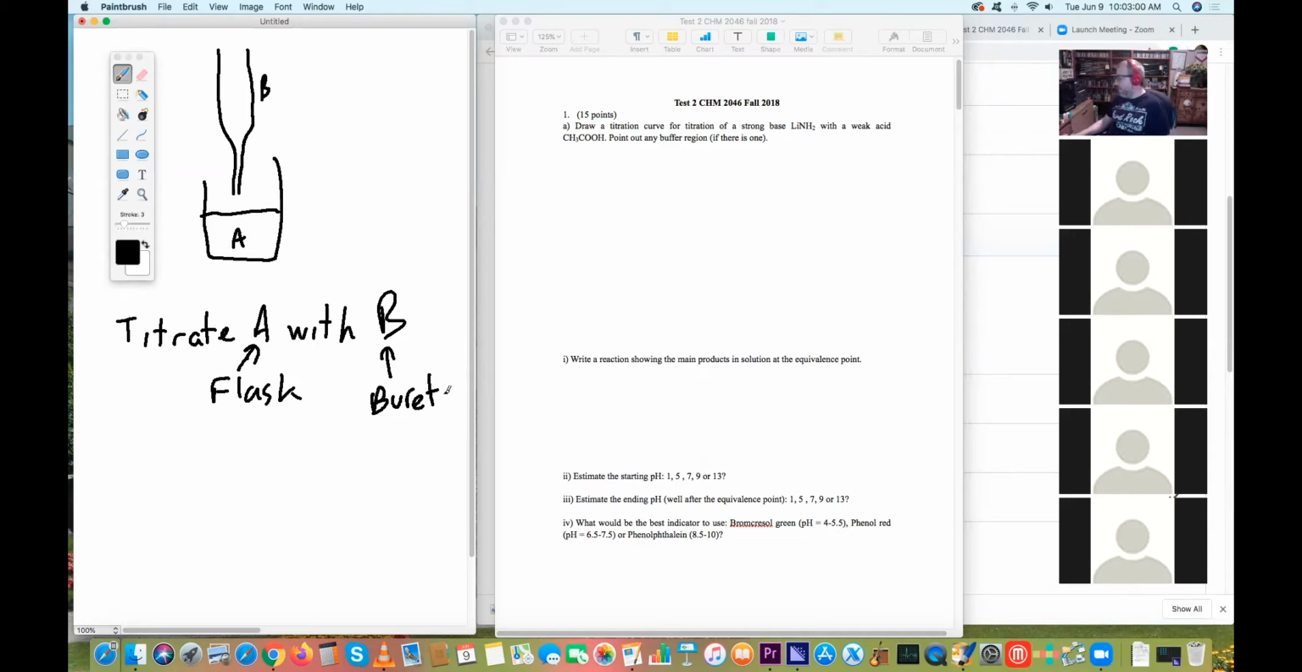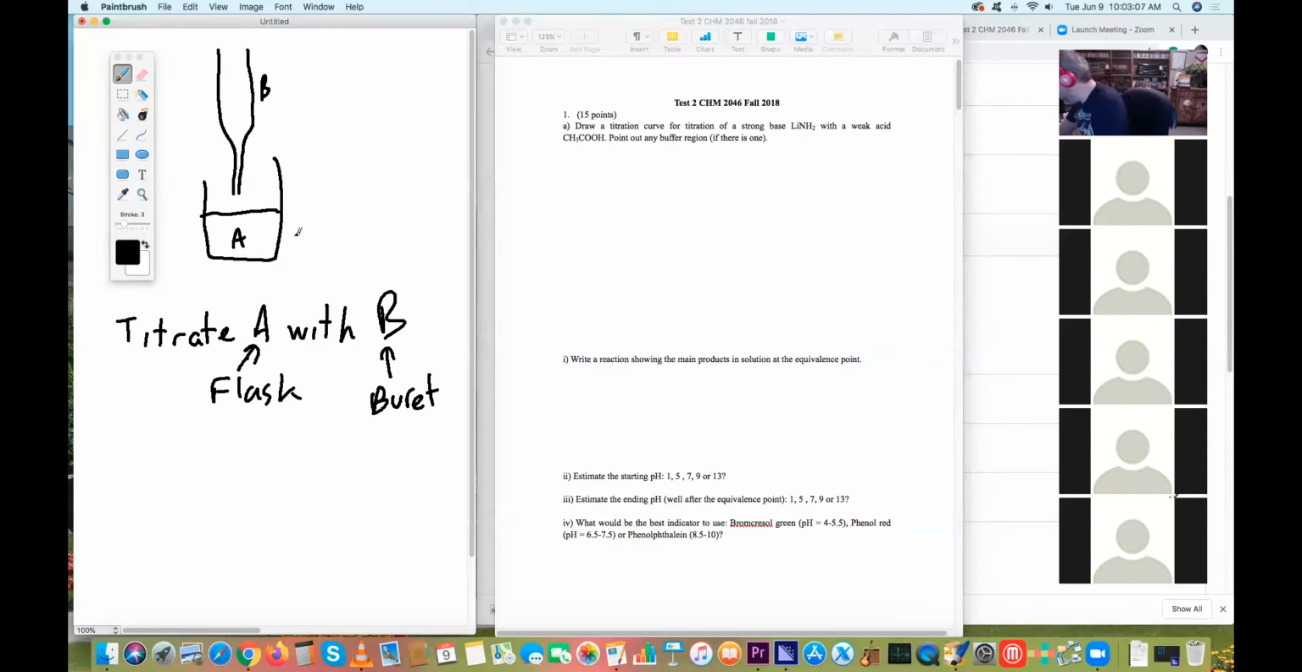So here we're looking for the titration curve for titration of a strong base, LiNH2, with a weak acid, acetic acid, or CH3COOH. So we know that lithium amide, or LiNH2, is in the flask. We know that the acetic acid is in the burette. Initially, before anything gets started, there's no acetic acid in the reaction mixture in the flask. All there is is that LiNH2.